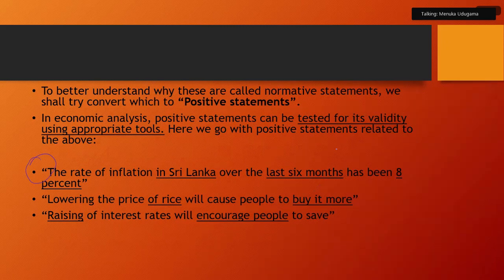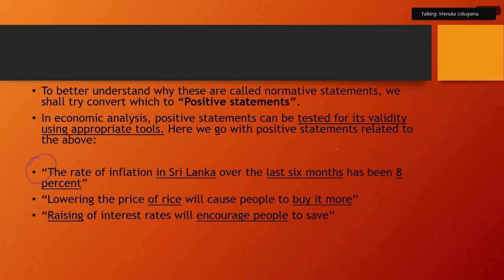The rate of inflation in Sri Lanka over the last 6 months has been 8%. So it tells you where, in Sri Lanka, and when, over the last 6 months, right? So you can collect data for the last 6 months to see whether this is really 8% or not. So how do we collect data? From where do you collect data?